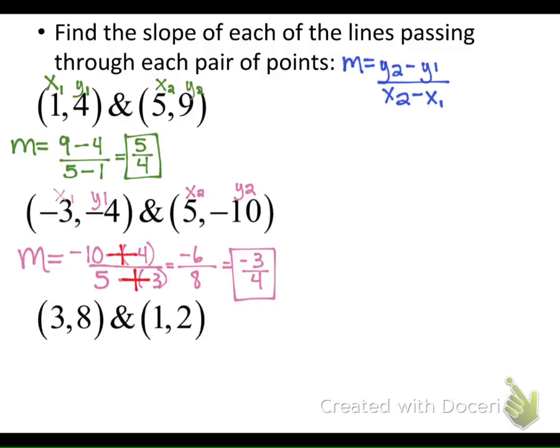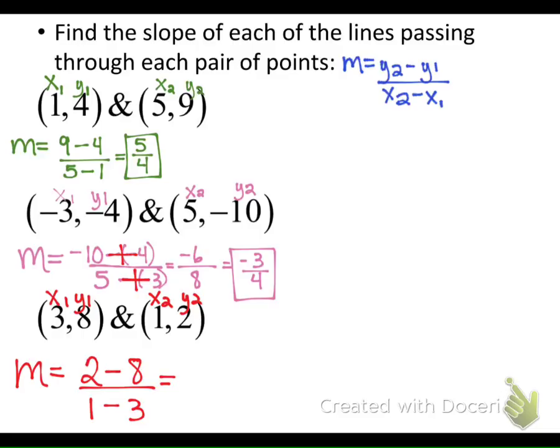All right, last one. Label my ordered pairs. I'm going to put in my slope sign, m equals. All right, what do I substitute for y2? Operation sign, y1 over x2. Operation sign, x1.